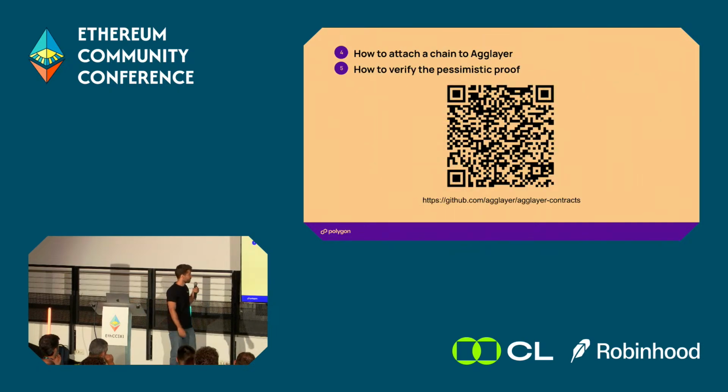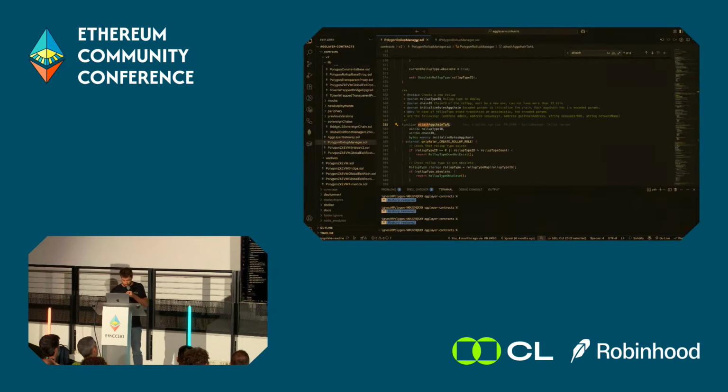Okay. Now for these 2 points, here you have a QR of the code, but it's open source. We're going to go to the aggLayer contracts repository. It's in the aggLayer team, and it's called aggLayer contracts. And we will see 2 functions: how to attach a chain to the aggLayer and how to verify the pessimistic proof. I will try to use the laptop with only one hand. I'm not used to this.